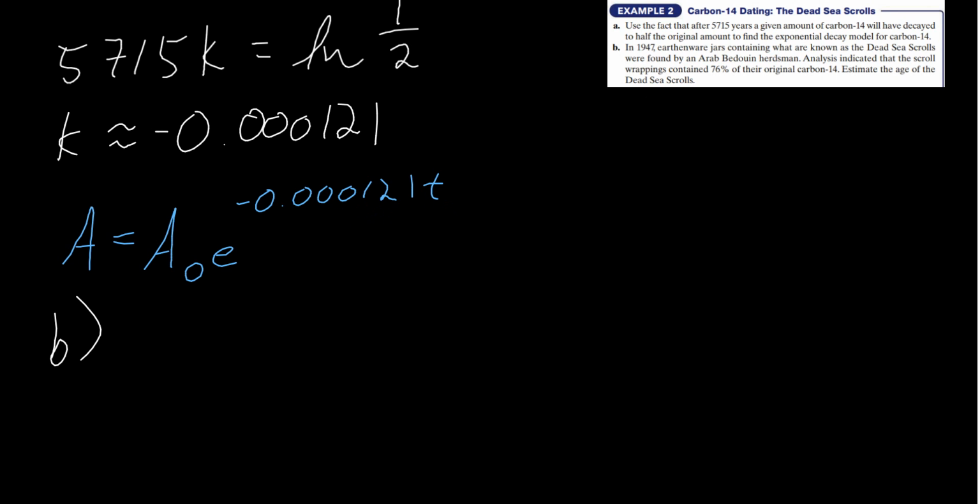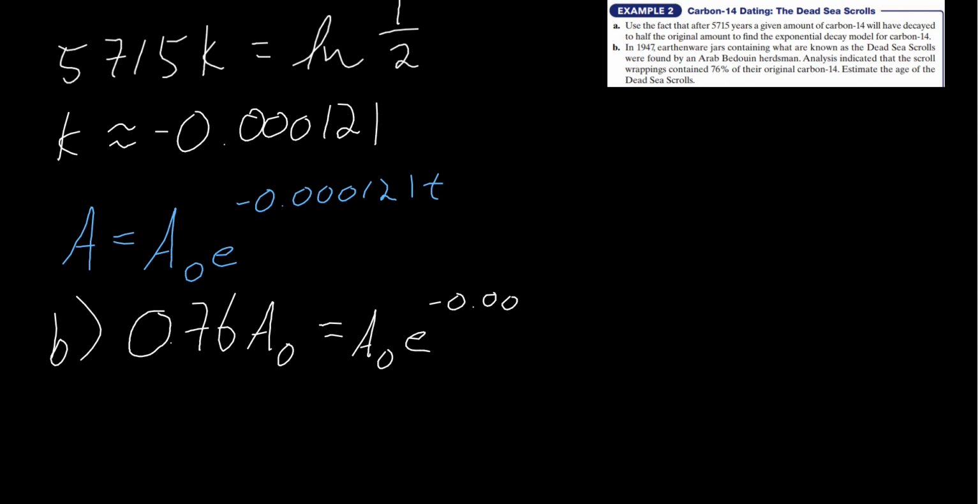Well, how would I write 76% of the original amount? Well, I would write 0.76 A naught. That is 76% of the original amount. And that is the hard part for this particular problem. And of course, that is equal to A naught times e to the negative 0.000121 t.